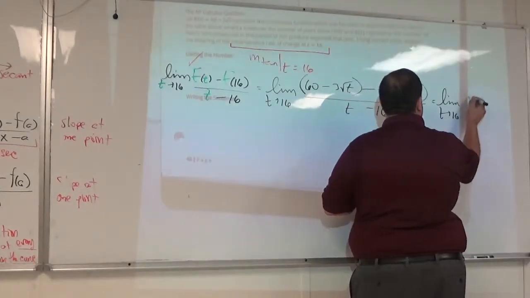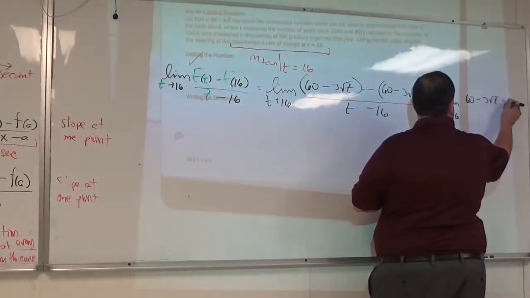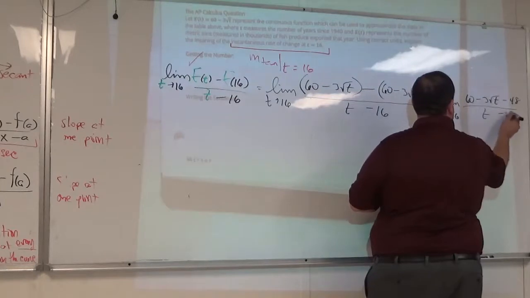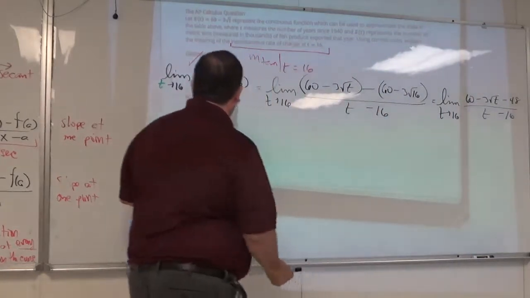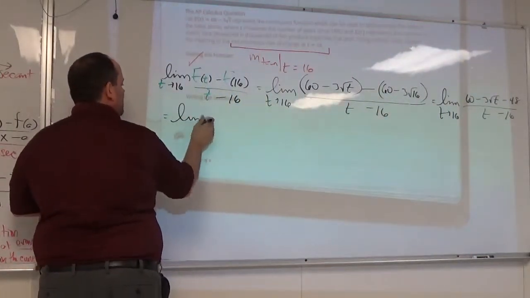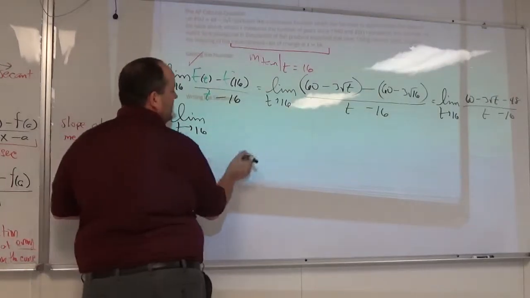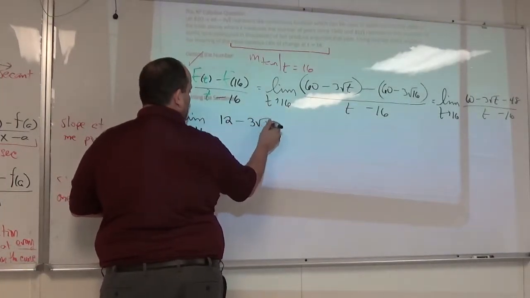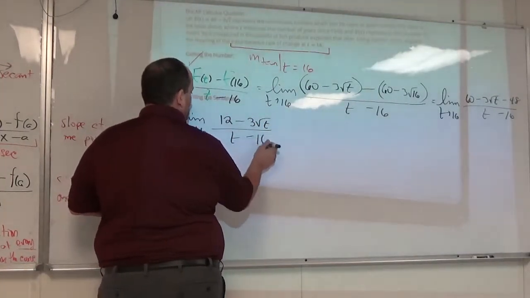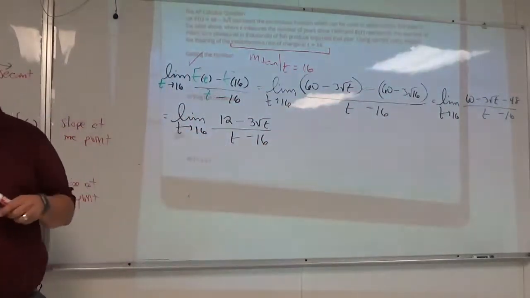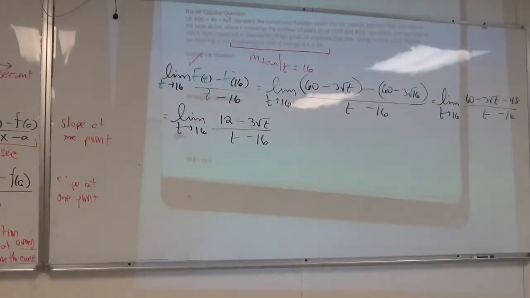Limit as t approaches 16, 60 minus 3 square roots of t minus 48 over t minus 16. I've seen a whole lot of folks successfully get to 12 minus 3 square roots of t over t minus 16. That's great. And some people have made it past this. You know what to do.